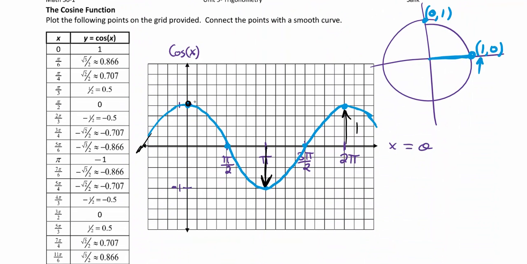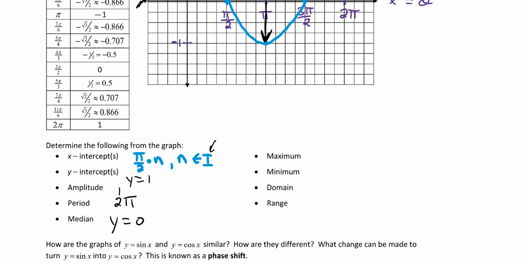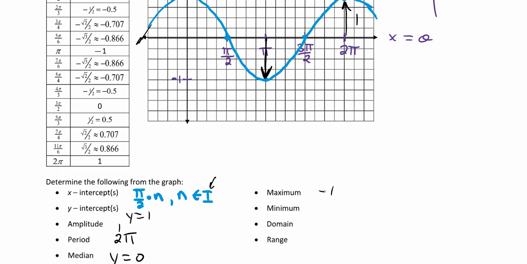Let's go from peak to peak. So from here to here is going to be 2 pi, from there to there. So that's our period, 2 pi. Our median is still the middle. That's still at the line y is equal to 0, what it's going up and down around. The maximum is still going to be y is equal to 1. The minimum is going to be y is equal to -1. The domain is x, or theta, is a member of the real numbers. And then the range would be y is greater than or equal to -1, less than or equal to 1.